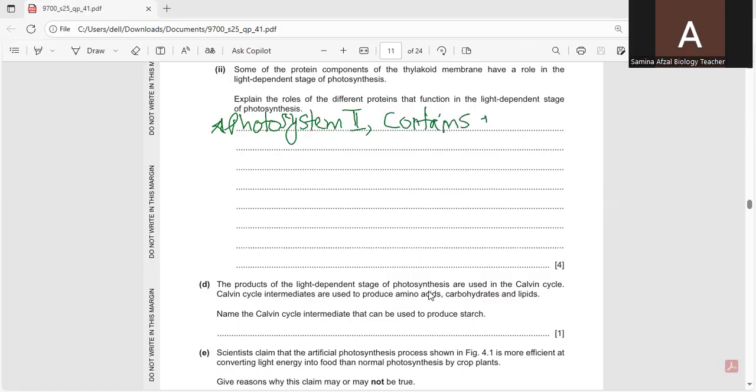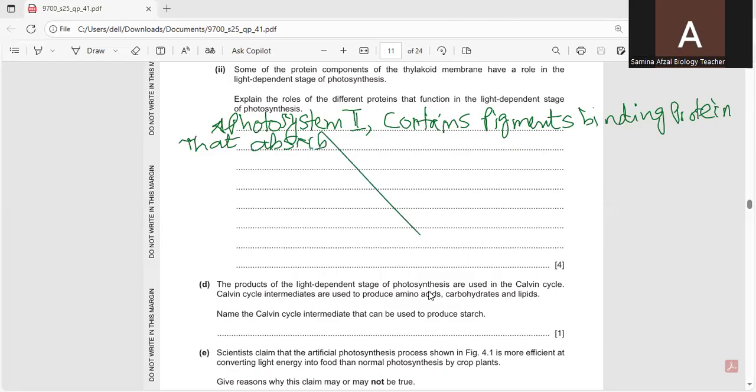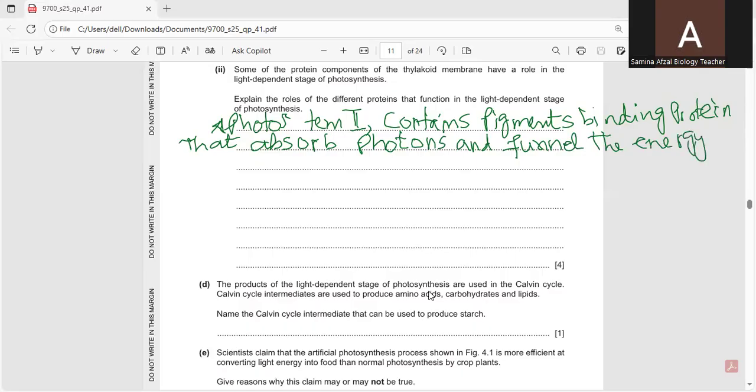It contains pigment binding proteins that absorb photons and funnel the energy to the reaction center.